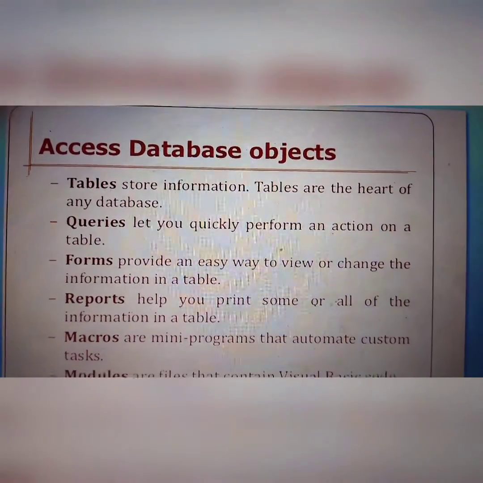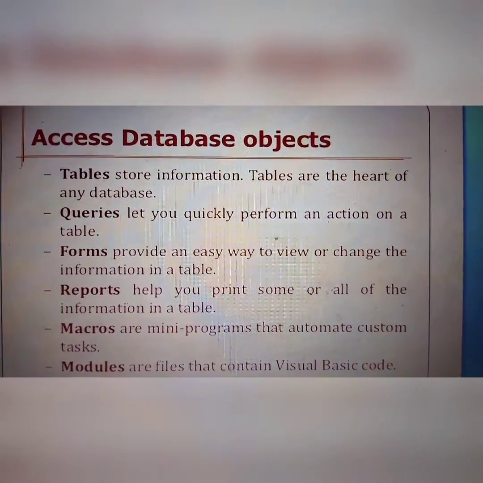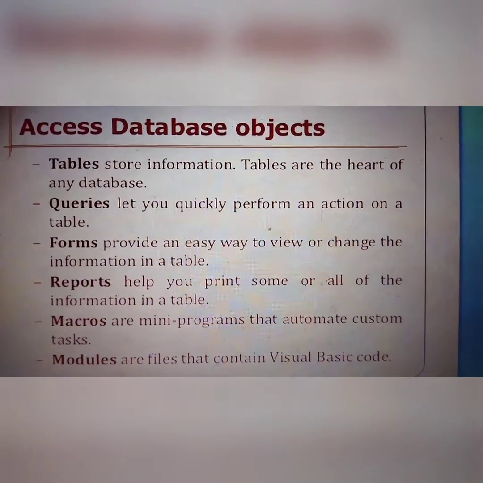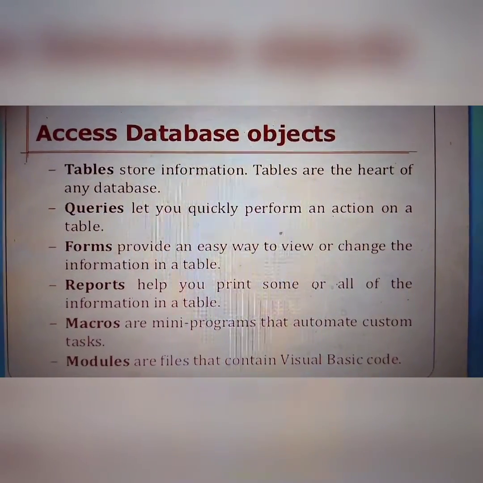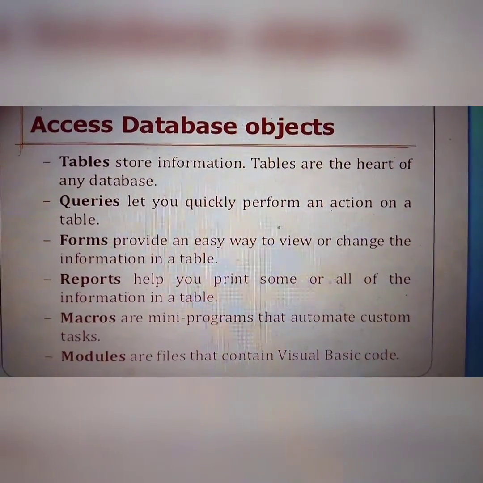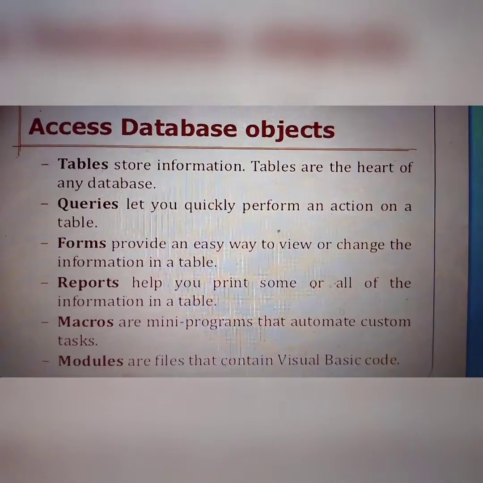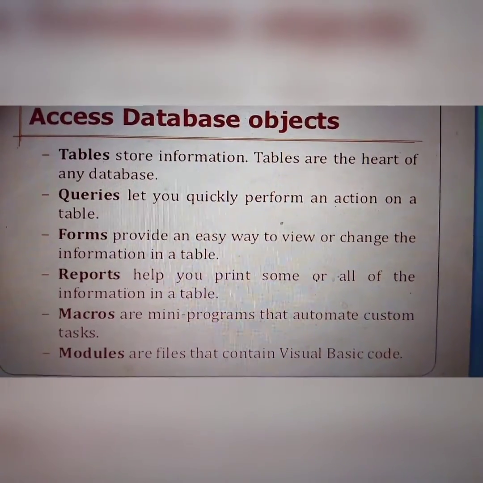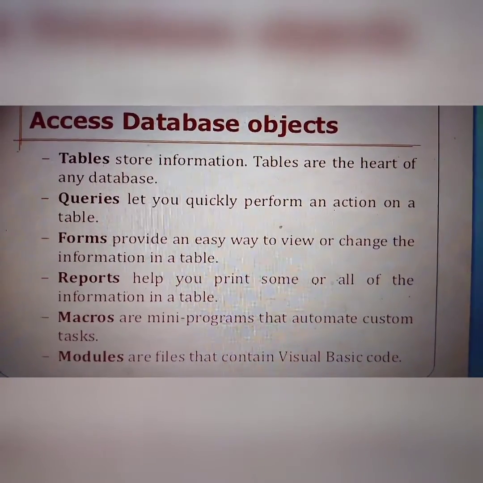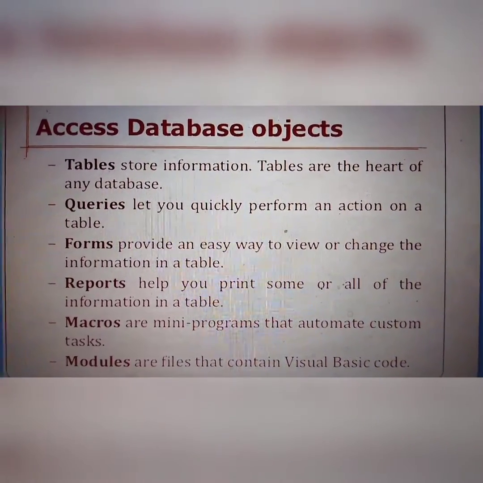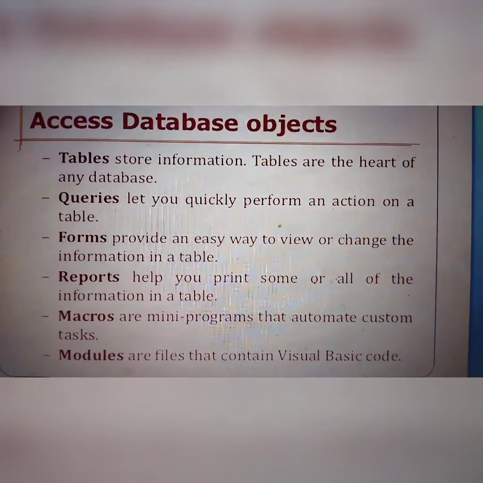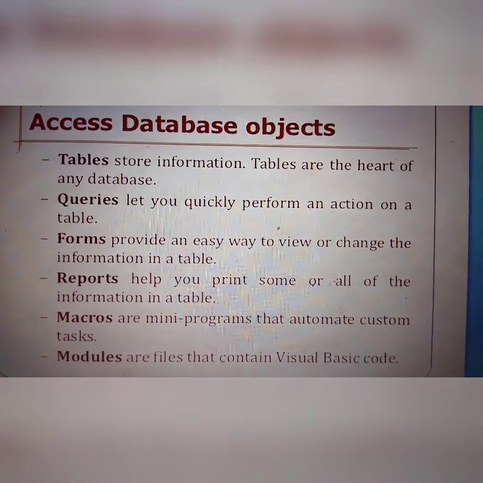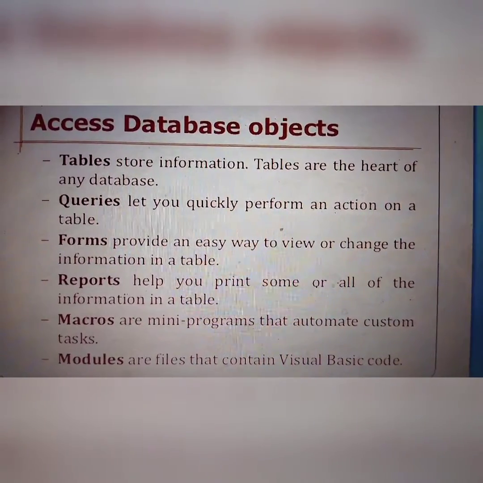So students, see the Access database objects. First is a table, which stores information. Tables are the heart of any database. Second, queries. Queries quickly perform an action on a table. Forms provide an easy way to view or change the information in a table. Reports help you to print some or all of the information in a table. Macros and modules: macros automate custom tasks, and modules are files that contain Visual Basic code.